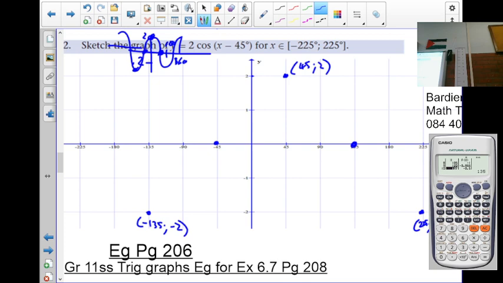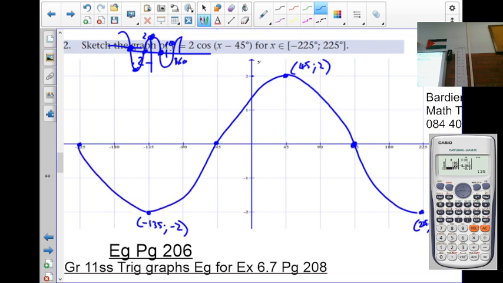Okay. This is normally negative 270. No? 270 plus 45 is 225. Negative 225. You all agree with that? So what do I do? Connect the dots. Freehand. Okay, and there is that graph.